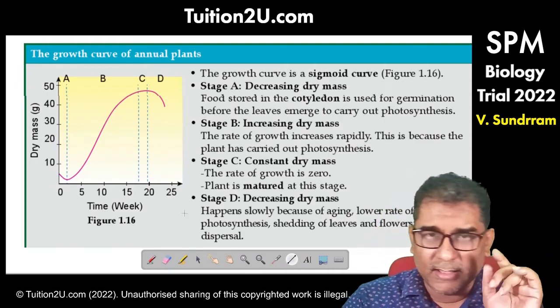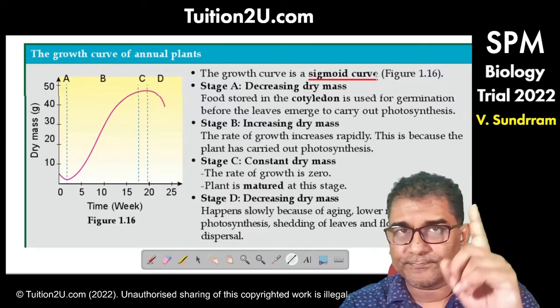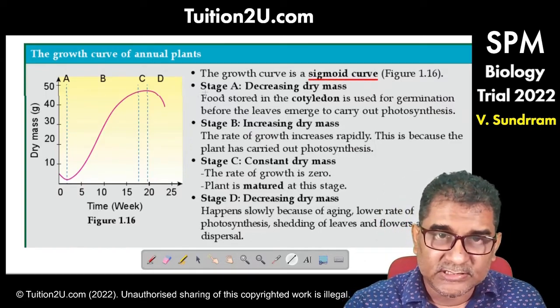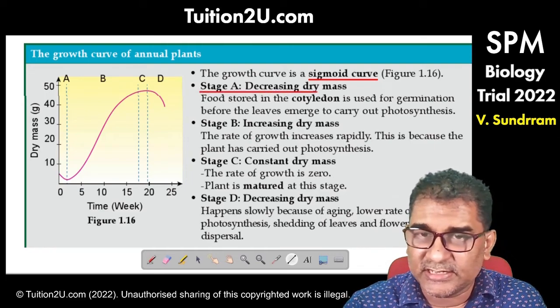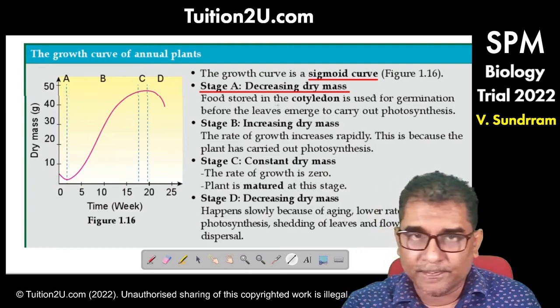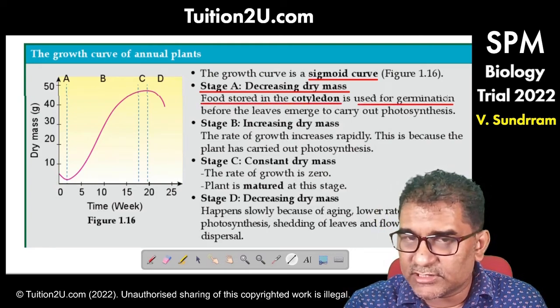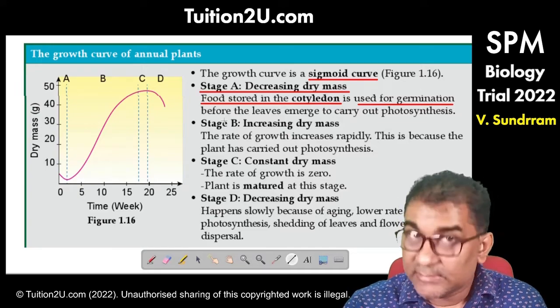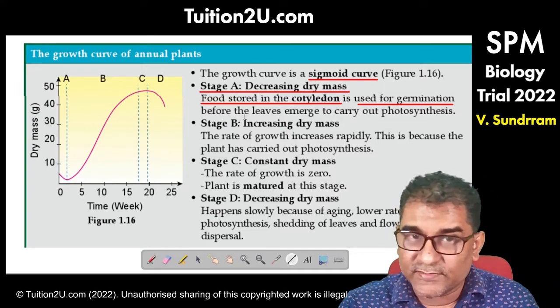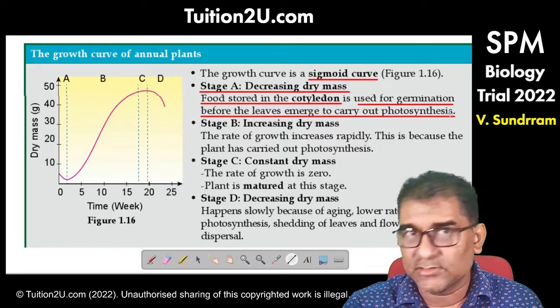You write back. So the first point, this is a sigmoid curve. 1 mark. Stage A is the decreasing dry mass stage. 1 mark. The food stored in the cotyledon is used for germination. That is 1 mark. If you want to explain further, before the leaves emerge to carry out photosynthesis, you can explain.